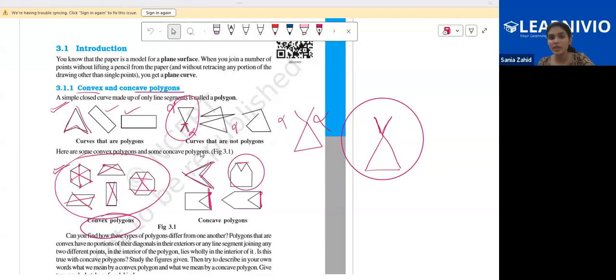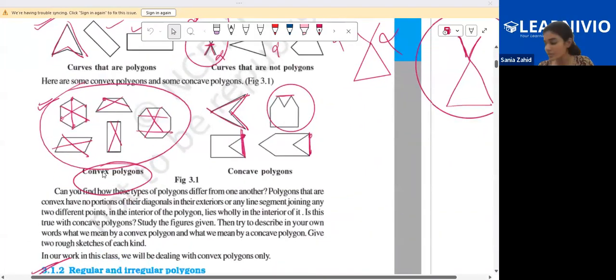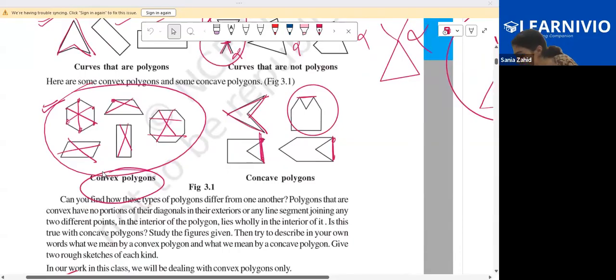So a polygon will be a simple closed curve. Now, there are two kinds of polygons. You have convex polygons and you have concave polygons. Now what is a convex polygon and what is a concave polygon? If you look at these figures carefully, look at the figures on the left hand side. They are convex polygons. Now why are they convex?